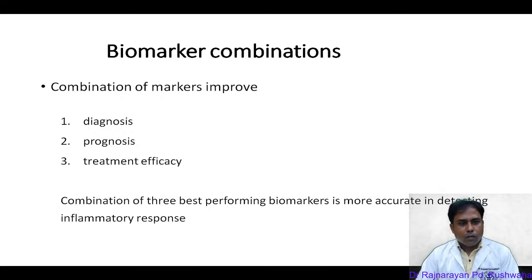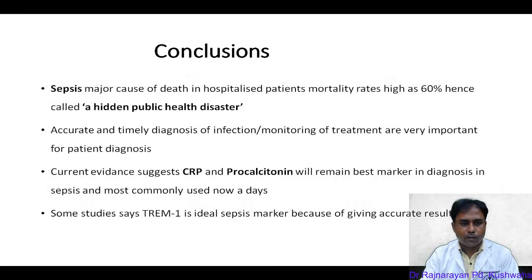So what are biomarker combinations? We use a single biomarker to diagnose sepsis, but if we combine biomarkers and then use them for diagnosing, it is very useful. Combinations of markers improve diagnosis, prognosis, and treatment efficacy. Combination of three we have already studied. A combination of the three best performing biomarkers is more accurate in detecting inflammatory response. So if we combine some biomarkers, then it gives good results.